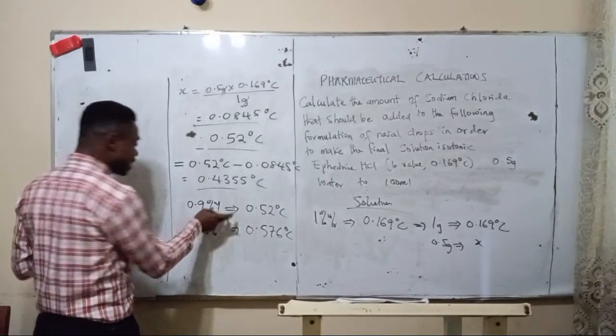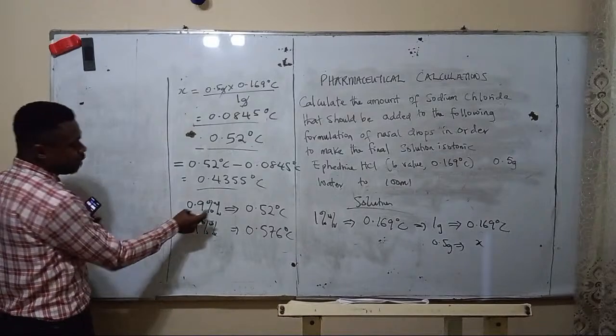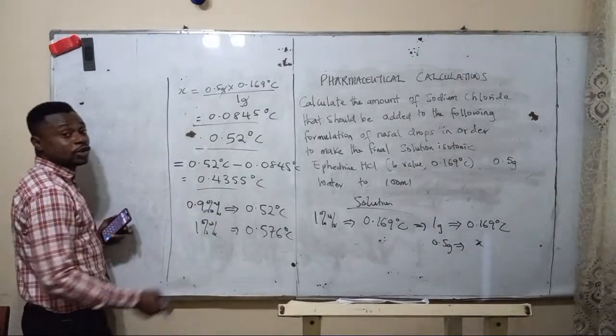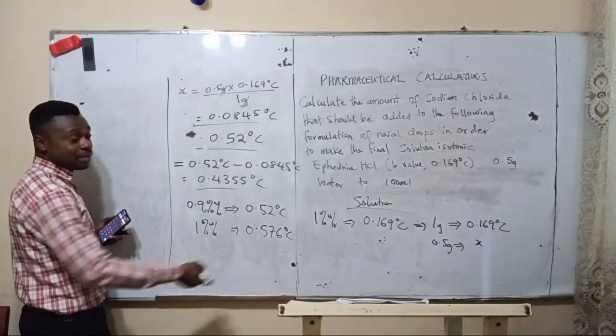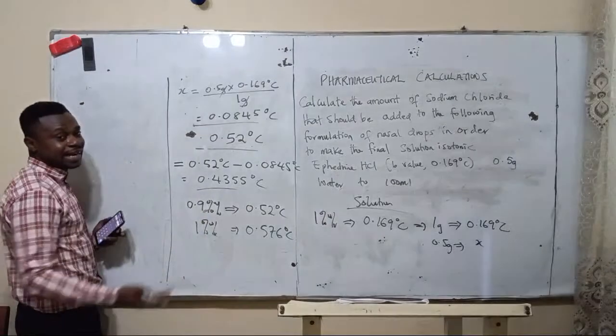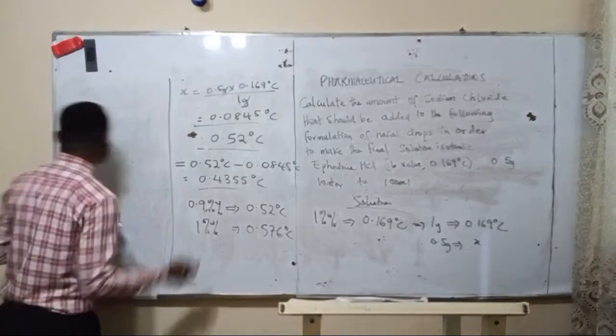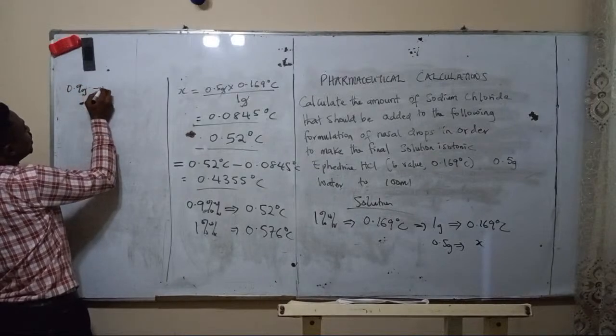Let's start with the first one. So remember that 0.9% weight in volume of sodium chloride is the same as saying 0.9 gram of sodium chloride in 100 ml. Because everything here is in 100 ml, we just use 0.9 gram. No need for further conversion. So simply say 0.9 gram of sodium chloride will depress by what?